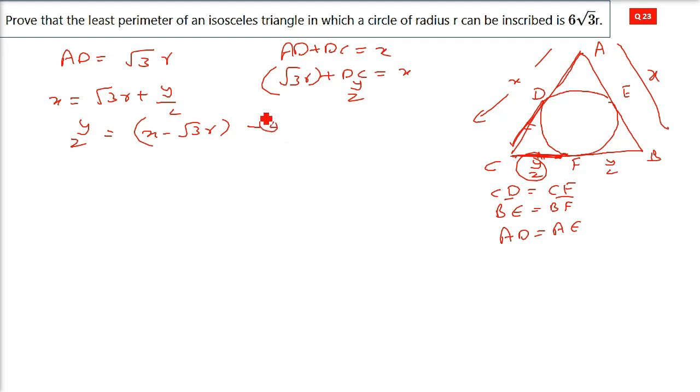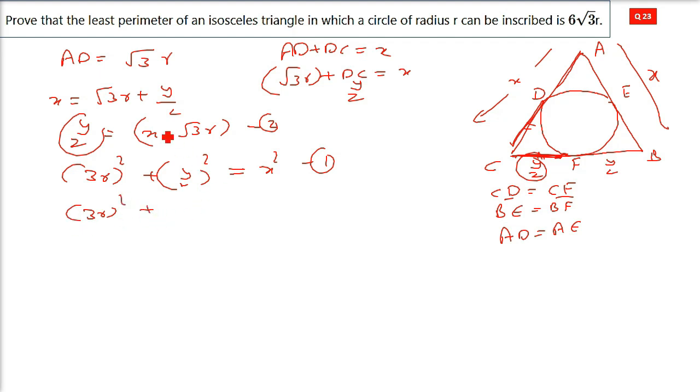This is 2. What was 1? You have to replace that one thing in here, or you can use the first expression and second expression. Because of the lack of space, I erased everything. So this is 3r square plus y by 2 whole square equals x square. This we have already computed. Now y by 2 equals x minus root 3r. In place of y by 2, we can replace it by x minus root 3r, whole square equals x square.